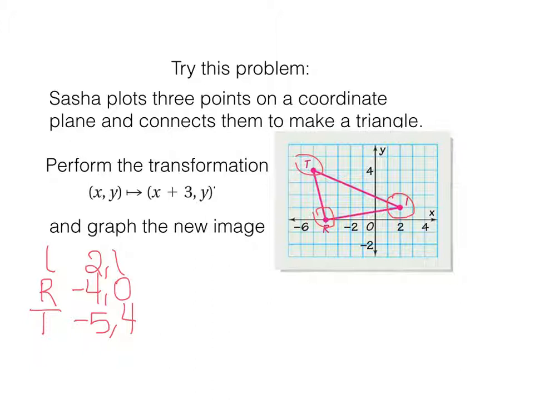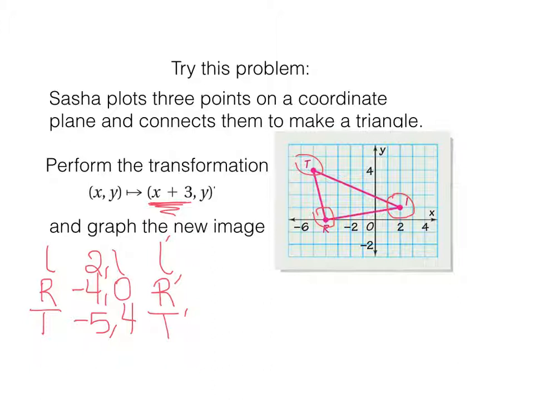So let's write the points of the transformation. When we do a transformation, we're going to use these little symbols. We're going to use L with a little line over it, which means it's the new triangle or the transformed image. R with a little line over it, and T with a little line over it. If I follow this rule, I can see that x is going to be added by 3 and y is going to stay the same.